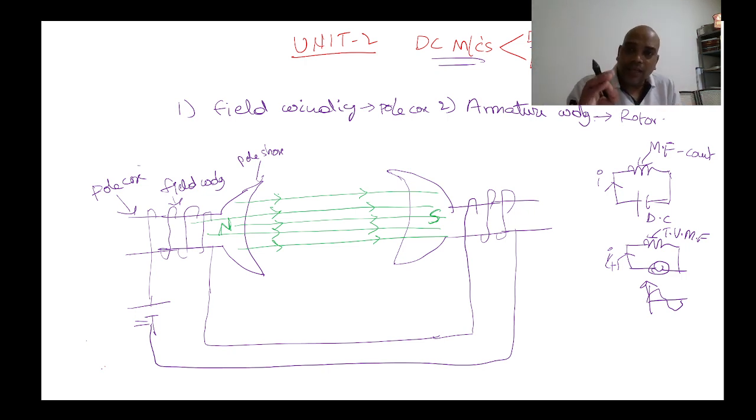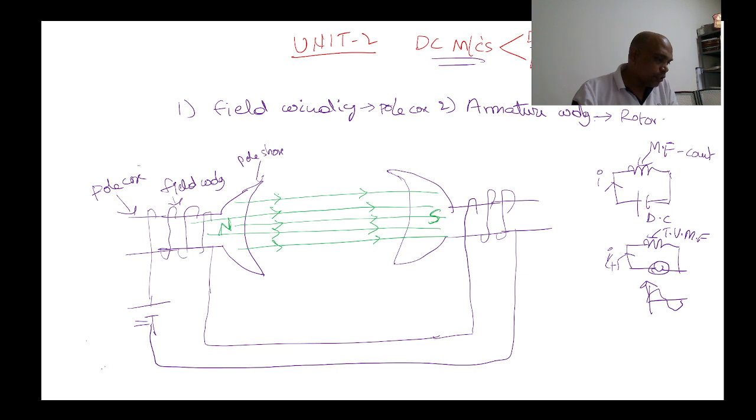In any DC machine, there are two windings: one is the field winding, and the other is the armature winding. The field winding is placed on the pole core and is always given DC supply. If you give DC supply to the coil, a constant magnetic field is developed, and constant flux lines move from the north pole to the south pole. So this is about the field winding.